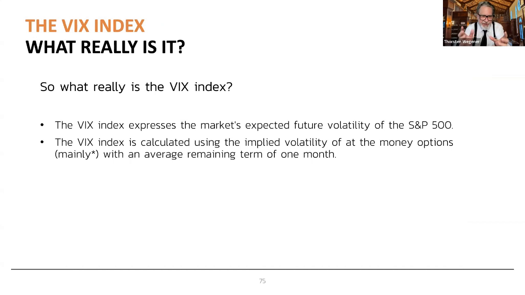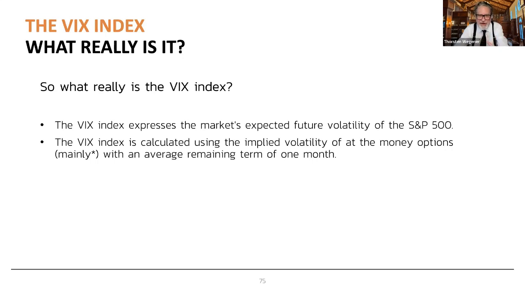At-the-money options are simply options. If a market is trading at 100, then options which have an exercise price, a strike price, of 100 are at the money, because that's where they are. Mainly that's how the VIX originally originated. And that's why we can't have nice things. That's why I put the asterisks in there.